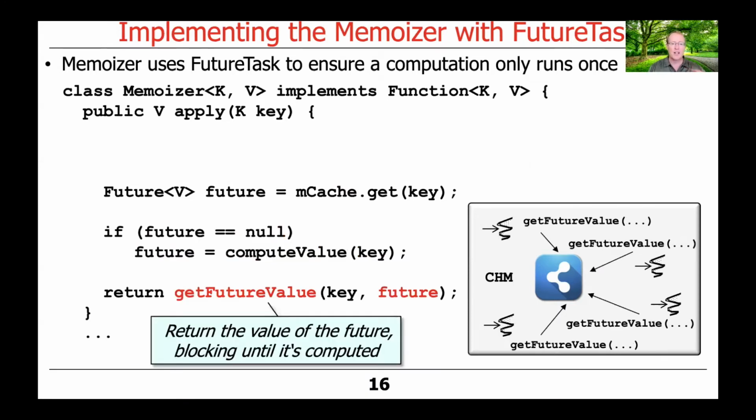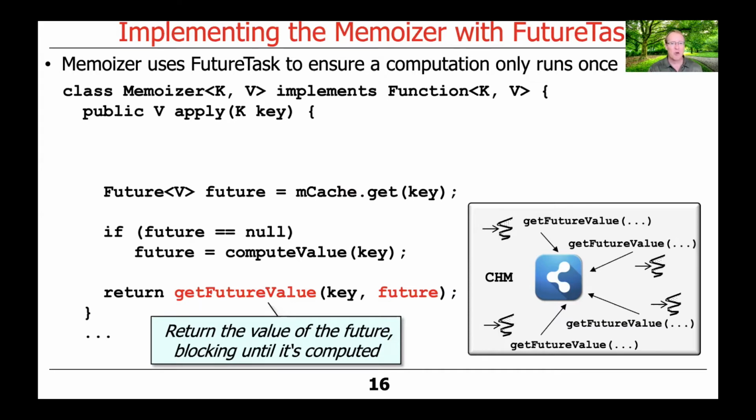Now, we'll take a look at compute value in a second, because that is, again, like I said, where the cool stuff happens. However, what happens when you come back from compute value is there's a call to this method. It's a helper method, an accessor method basically, called get future value. And what that will do is return the value of the future. And if the future is completed, we just get the value and we're done.